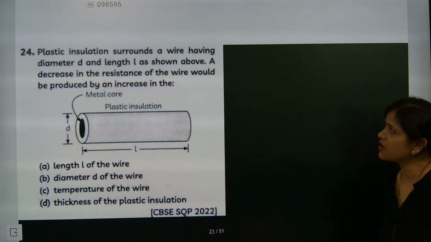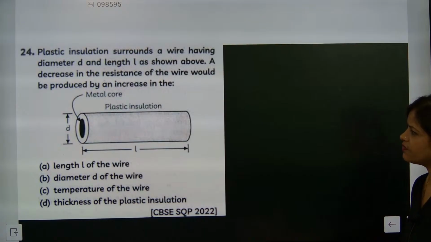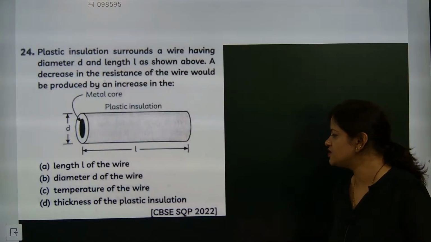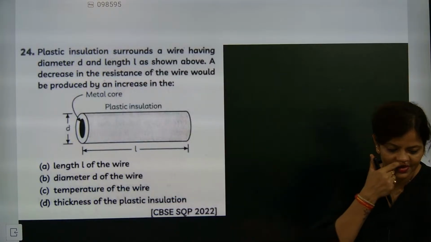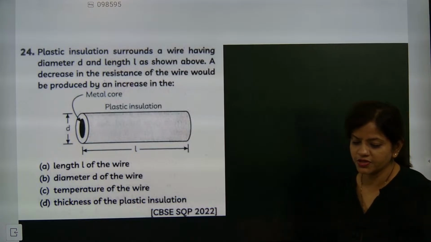Plastic insulators surround a wire having diameter D and length L as shown. The decrease in the resistance of the wire would be produced by an increase in the length of the wire, diameter of the wire, temperature of the wire, or thickness of the plastic insulator. Very good question. Full marks for this question.